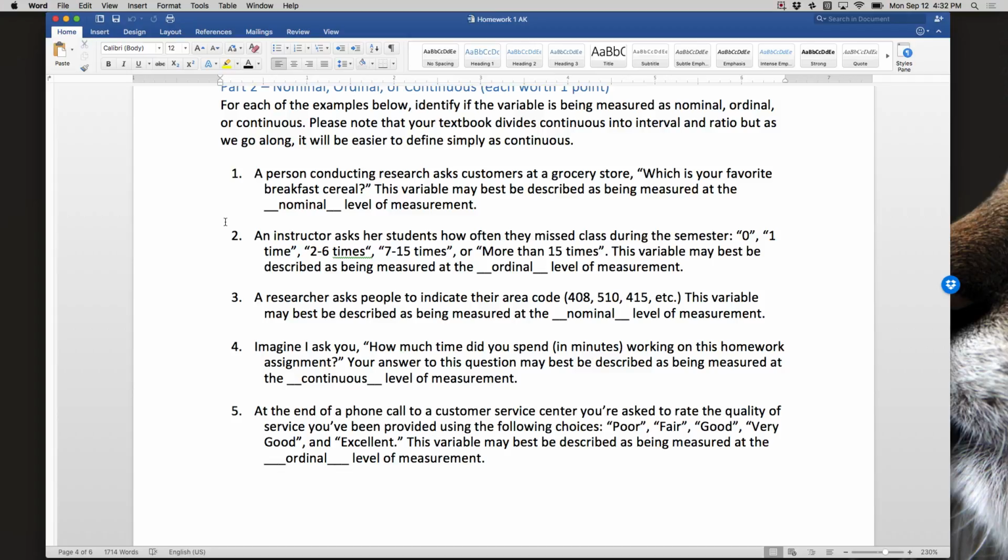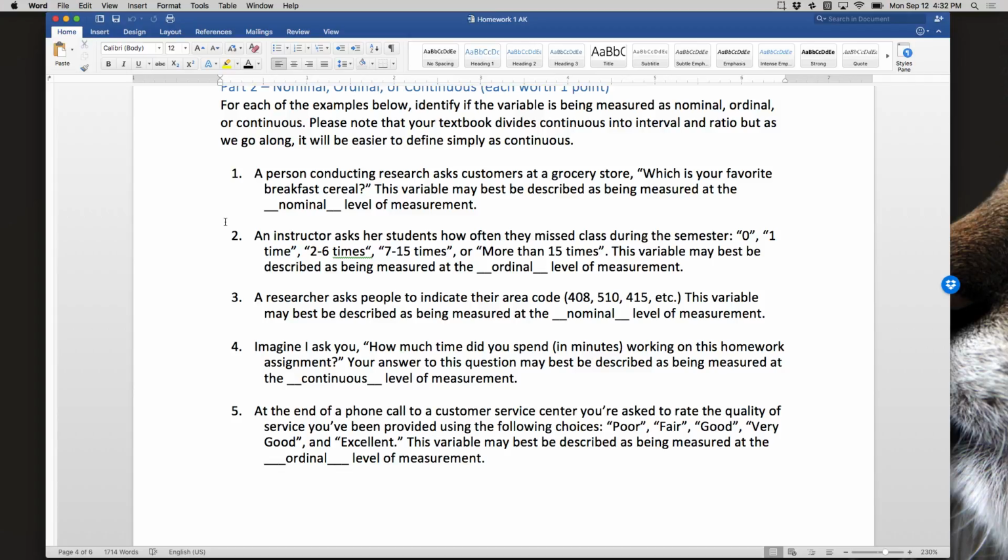So the first one was nominal. Second one was ordinal. The third one was nominal. The fourth one was continuous. And then number 5 was ordinal. Any questions about those? Yes? Why is number 3 nominal?